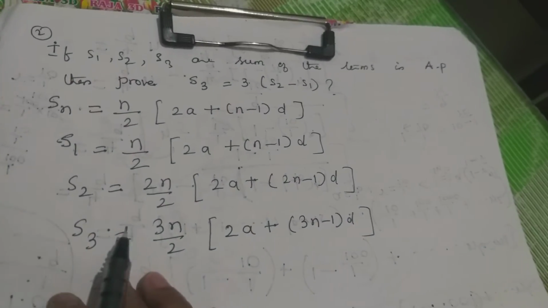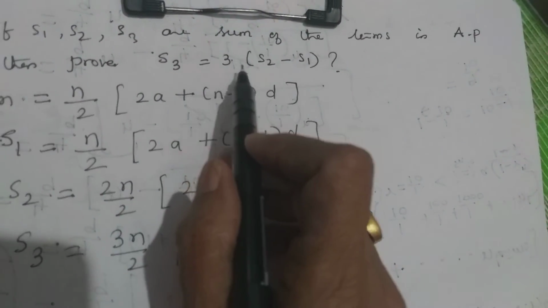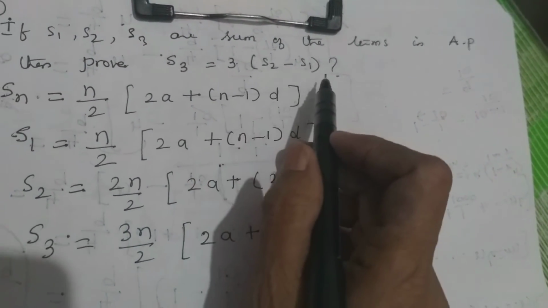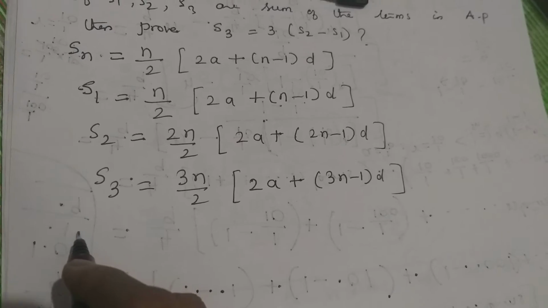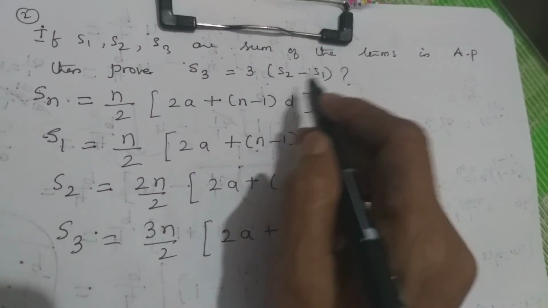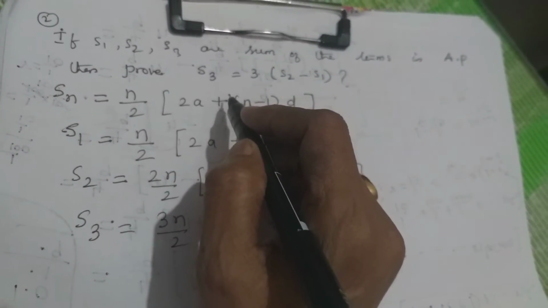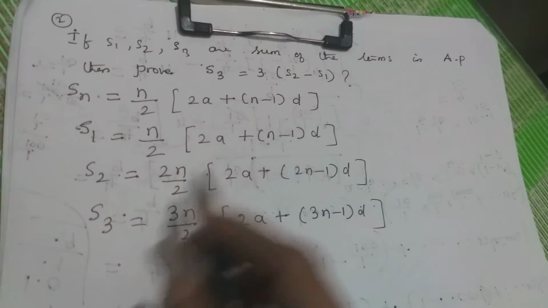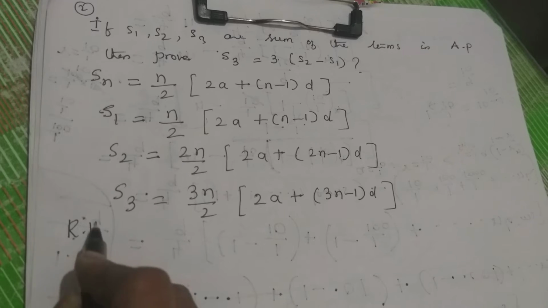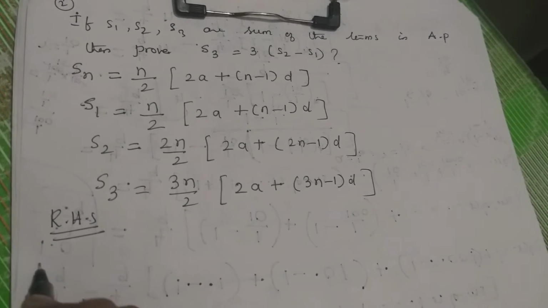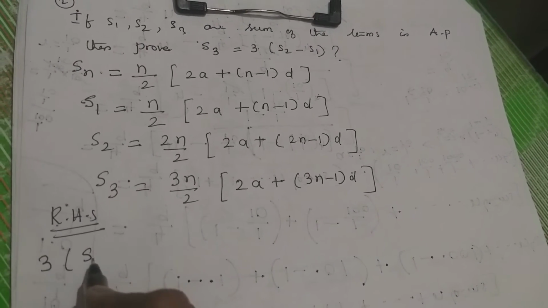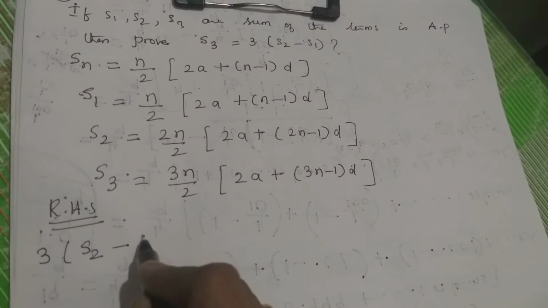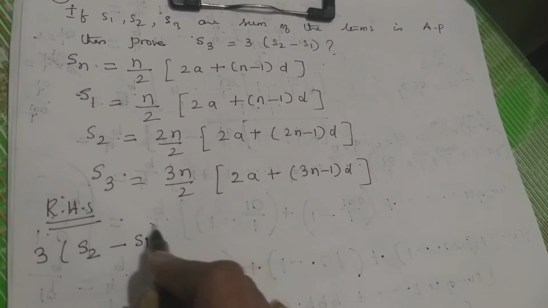Okay. Now what we have to prove? S3 equal to 3 into S2 minus S1. So first we are going to take the right side, then we have to prove S3. This answer you have to get if you take the right side. So I am taking RHS, I am proving LHS. RHS is 3 into S2 minus S1.